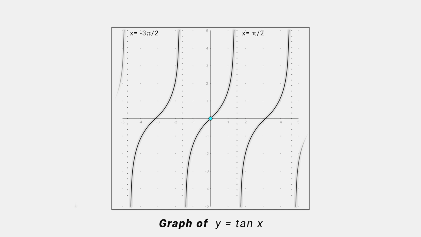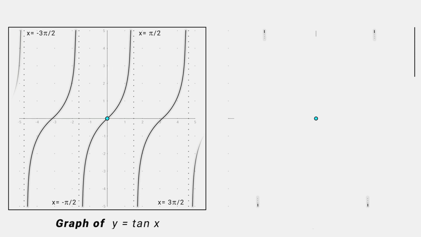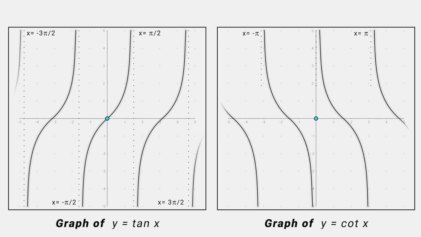The graph of tangent x looks like this. Here x equal to plus minus pi by 2, plus minus 3 pi by 2 and so on are asymptotes of tangent x. Similarly, the graph of cot x looks like this. And x equal to 0, plus minus pi and so on are asymptotes of cot x.